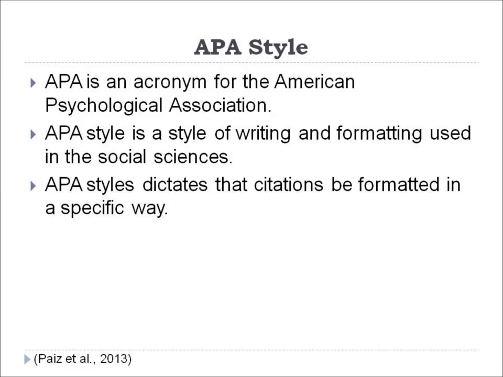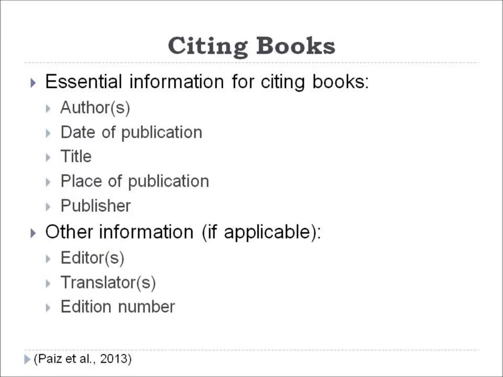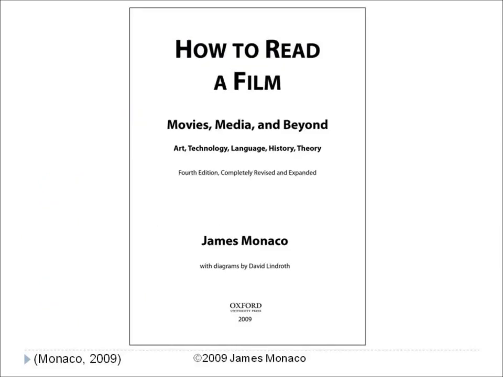web content. In order to cite a book, you must first find some essential information, including the name of the author or authors, the date of publication, the title, place of publication, and publisher. You will also need to know the names of any editors or translators and the edition number if applicable. Most of this information can be found on the title page, an example of which we see here. This will be one of the first pages in the book.